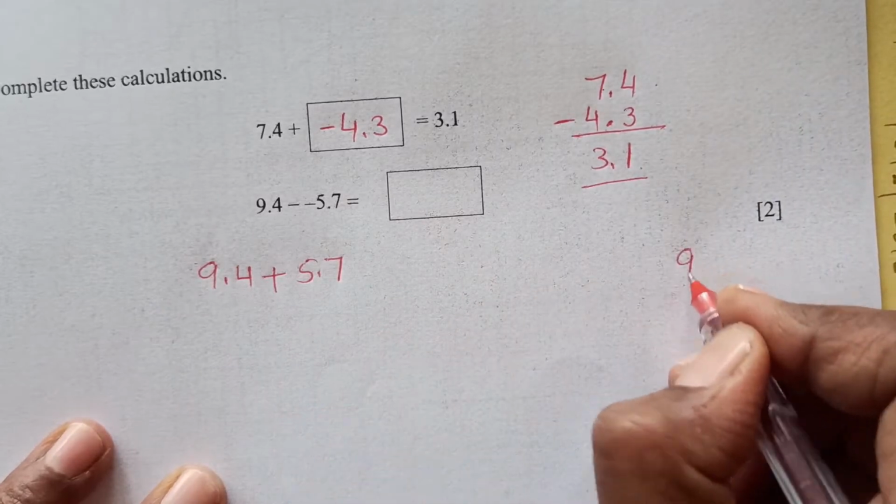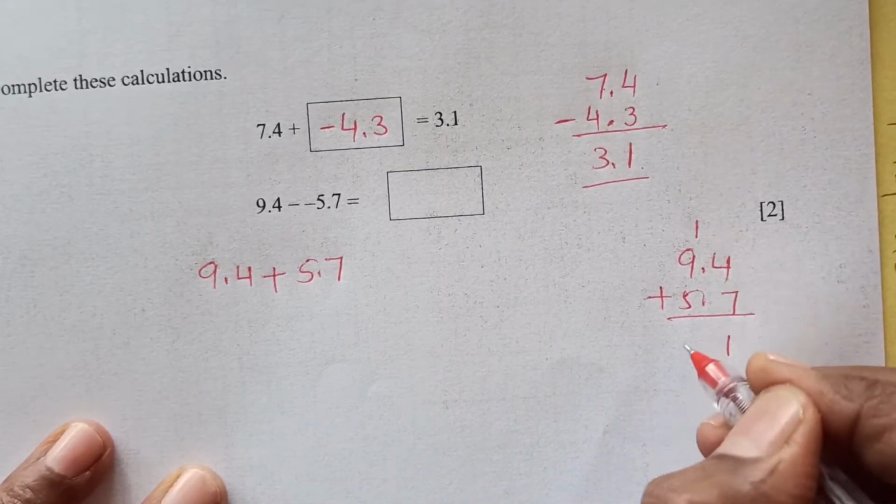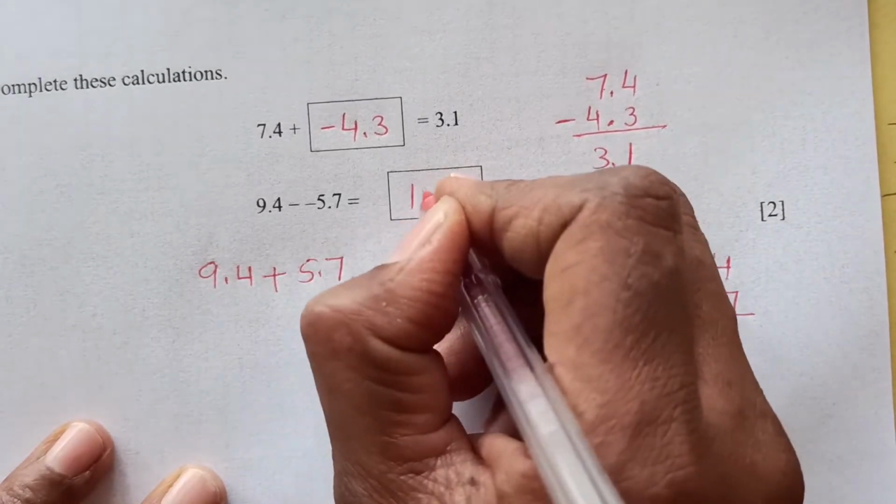Now this is 9.4, minus and minus will become positive. So now you add 9.4 plus 5.7, 15.1.